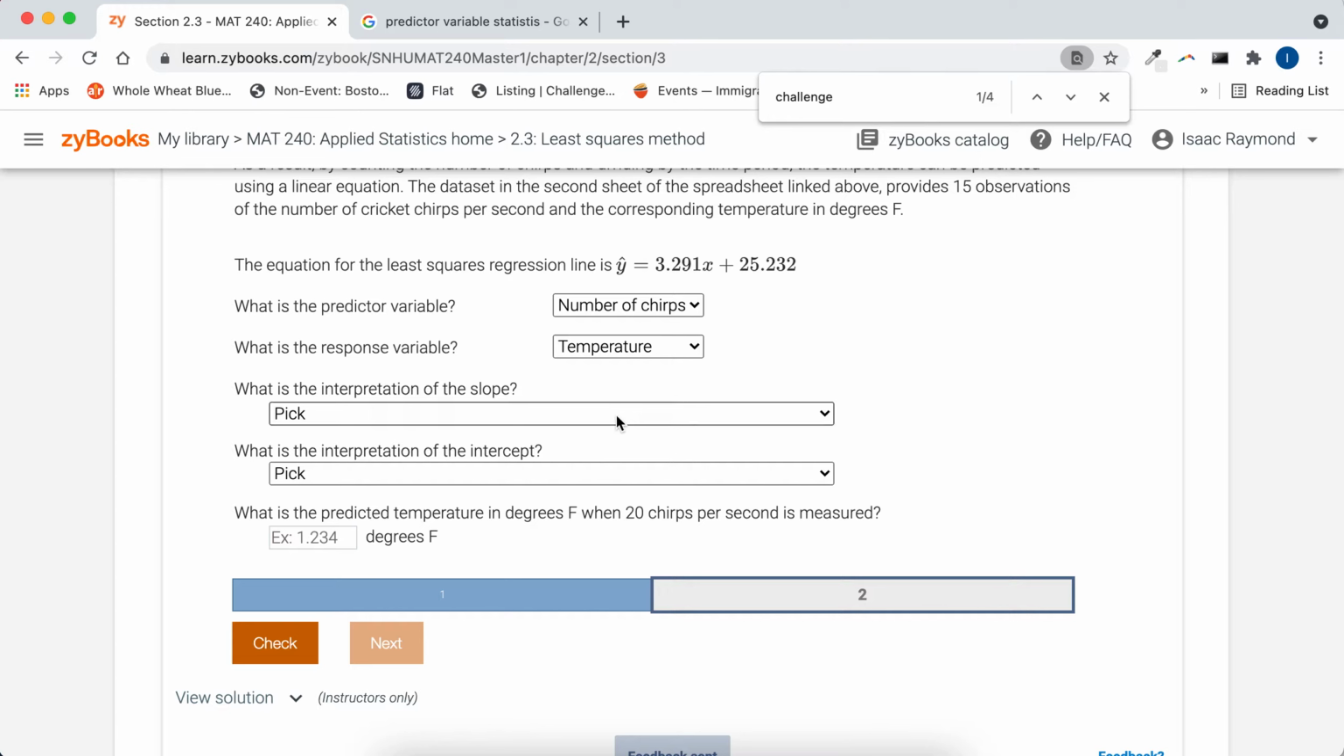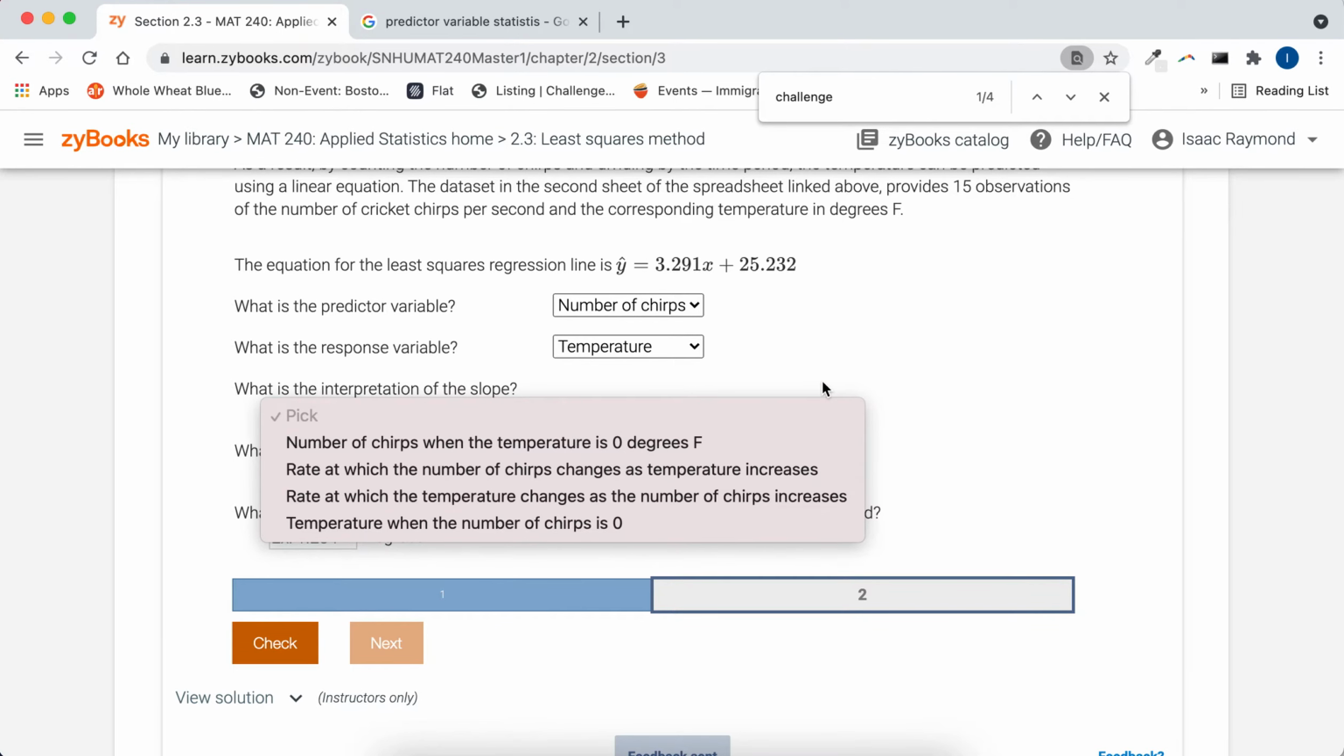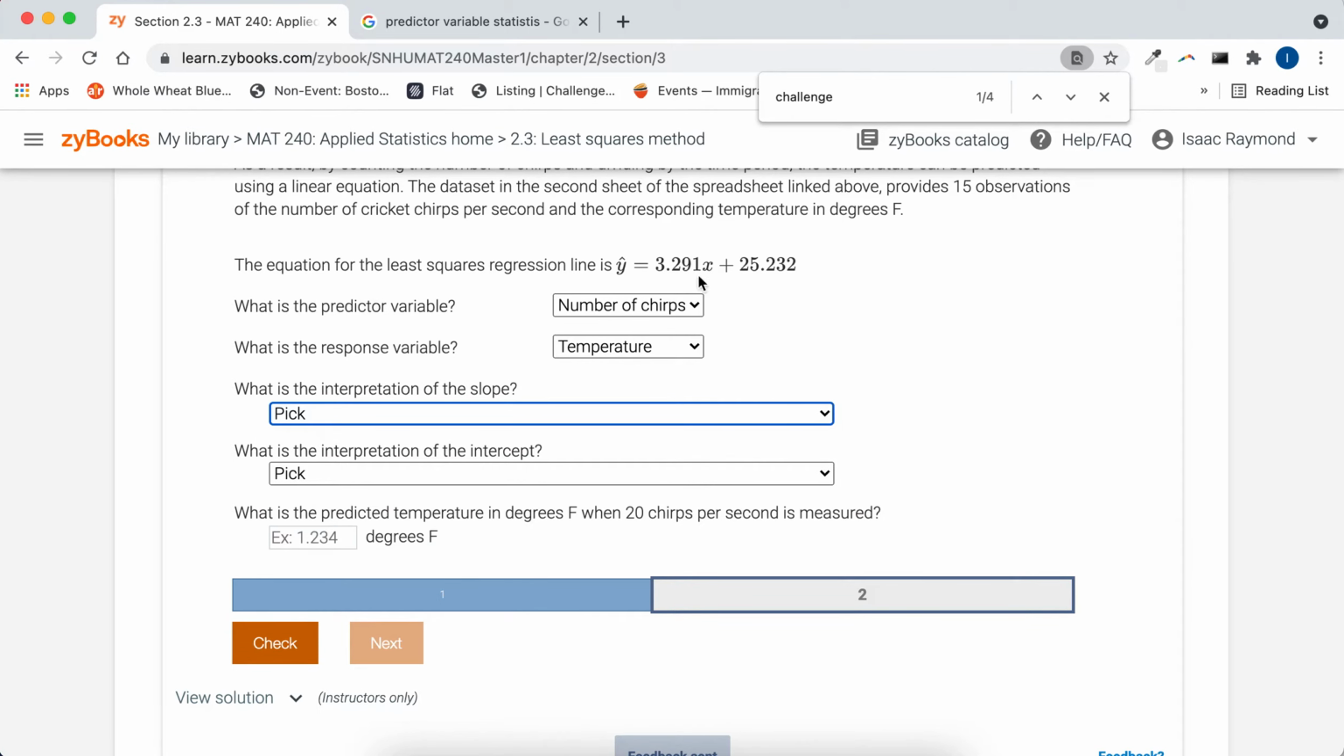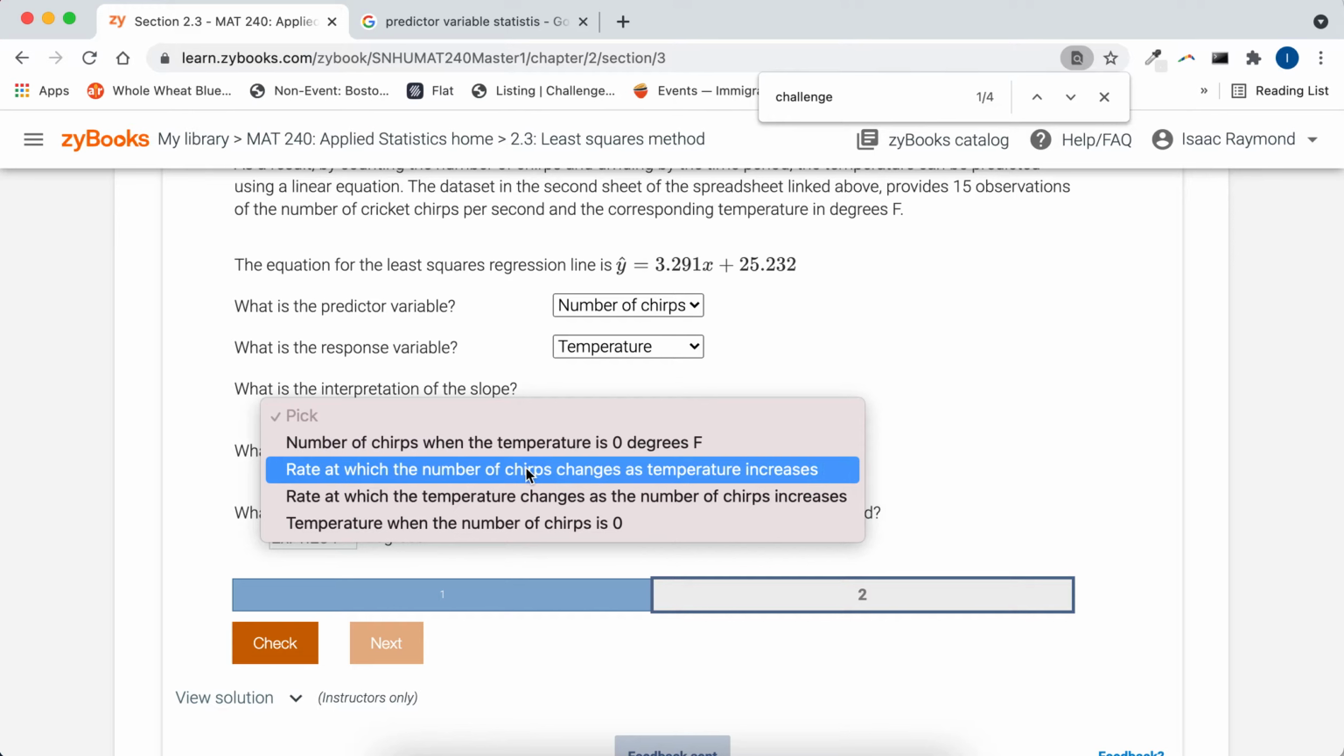Ugh. As a statistics teacher, it makes me sick to my stomach. What's the interpretation of the slope? It's positive. That means as temperature increases, chirps increase. They're going hand in hand together.